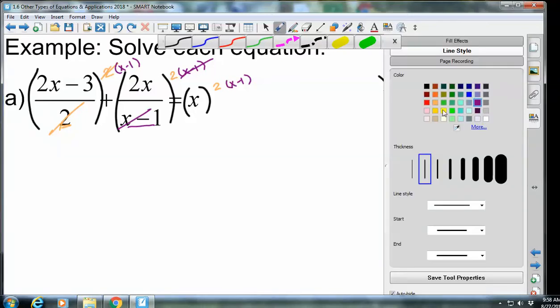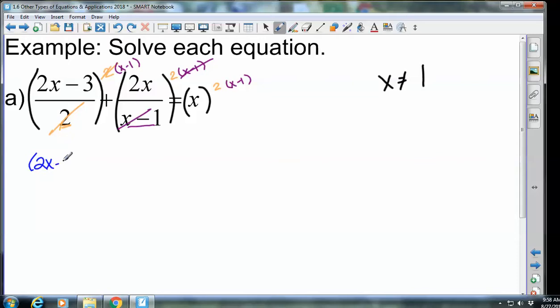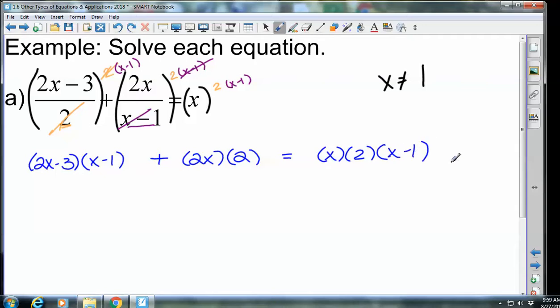So what I have at this point, first one, my 2's dropped, so I'm left with a 2x minus 3 times the x minus 1. The second fraction, we had a 2x, we multiplied by a 2, and the x minus 1's canceled. And over here you had everything. You have an x, you have a 2, and you have an x minus 1. See how I got from the first to the second line. So just multiply by anything that shows up at the bottom.